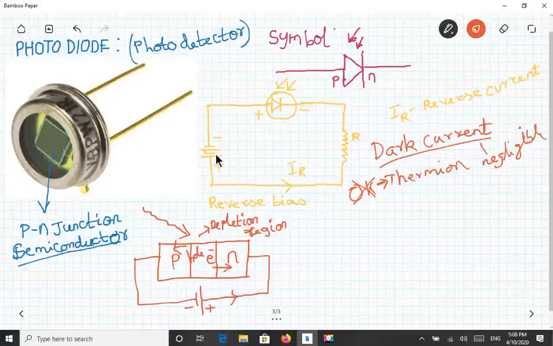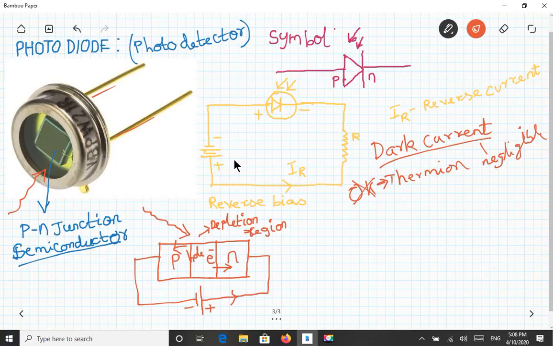Once you reverse bias it, it will start to flow in this way. Electron and hole pairs will be generated in the depletion region, and the electron will flow towards the positive and the hole towards the negative, and there will be a current between those two. This is the principle behind the photodiode. Light will be incident on this window, and according to the light frequency, the current will be generated when it is reverse biased.